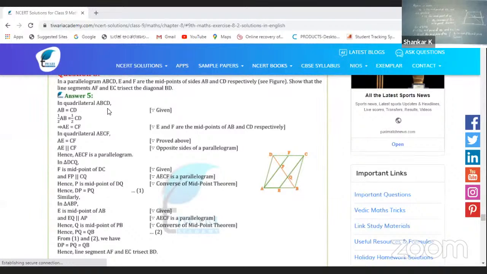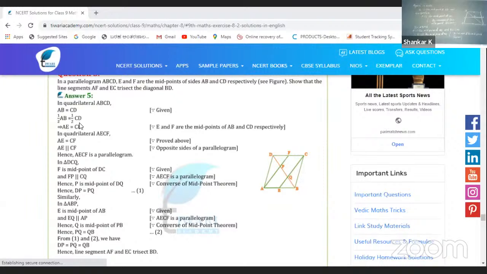In quadrilateral ABCD, AB equal to CD. Actually it is a parallelogram. There is no need for quadrilateral. Already they have told it is a parallelogram. You need not use it is a quadrilateral. We can use the words in parallelogram ABCD. So don't use the word quadrilateral. In parallelogram ABCD, AB equal to CD. Why AB equal to CD? Because in parallelogram opposite sides are equal. That's why. AB equal to CD, first step. Why? Because in parallelogram opposite sides are equal.